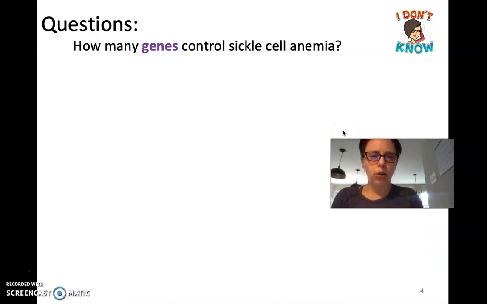So you're going to write a little 1 next to this question here. How many genes control sickle cell anemia? 1. And let me just point out that this is really rare. Very few diseases and very few traits in humans are controlled by just one gene. It's usually lots of genes on lots of different chromosomes contribute to a disease or contribute to some specific trait. So I want you to know that this is the exception rather than the rule.